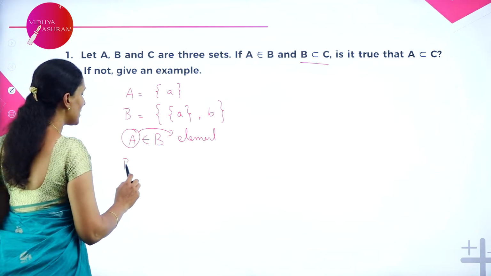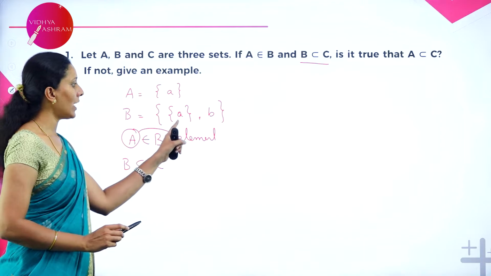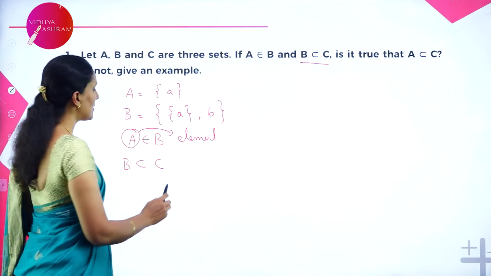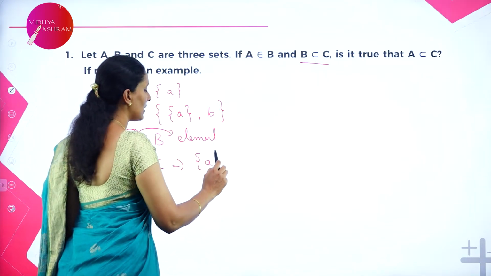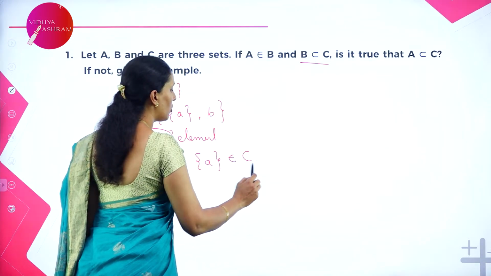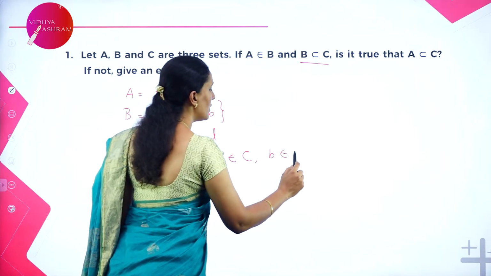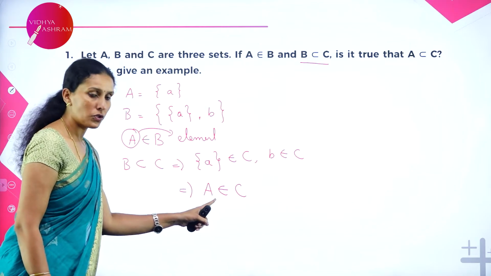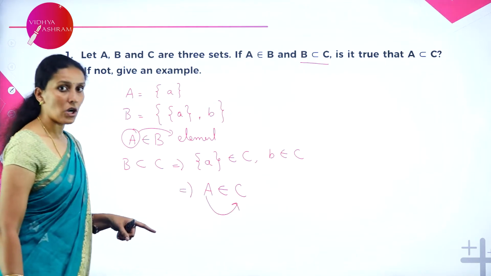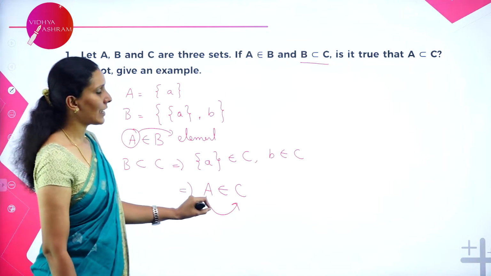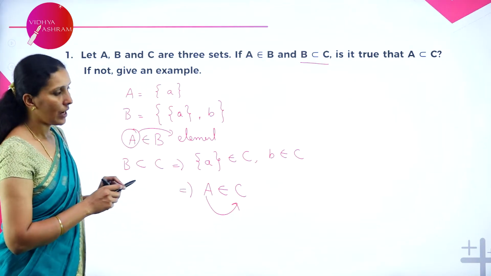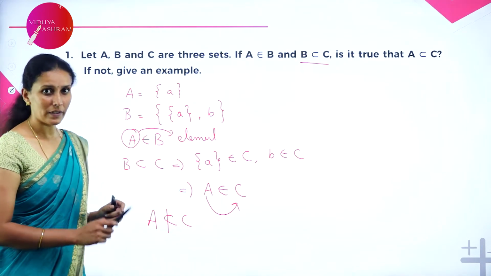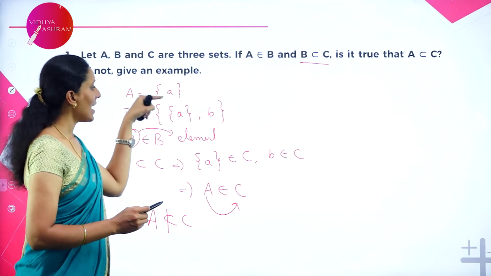So, here A is an element of B, not a subset of B. Now, when I say B is a subset of C here, that means both a and B also belong to C. So, this implies set A is also an element of C, and also B belongs to C here. So, this gives us A belongs to C. When I say belongs to, then A is again an element, not a subset. So, we can take this example that it is not a subset. So, clearly we can write A is not a subset of C, it is only an element of C because B contains A as an element.